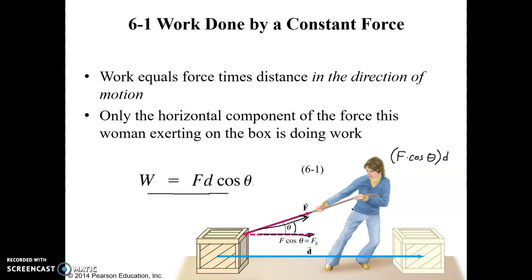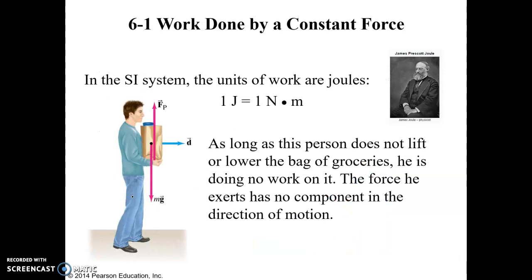Now, if she was pulling perfectly horizontally, parallel to the motion of the box, this equation would be simplified and it would just be work equals force times distance. Work equals F D. But because she's not pulling in exactly the same direction, we need to find the horizontal component, and that's where the cosine of theta comes in. In the metric system, the units of work are called joules, named after James Prescott Joule.